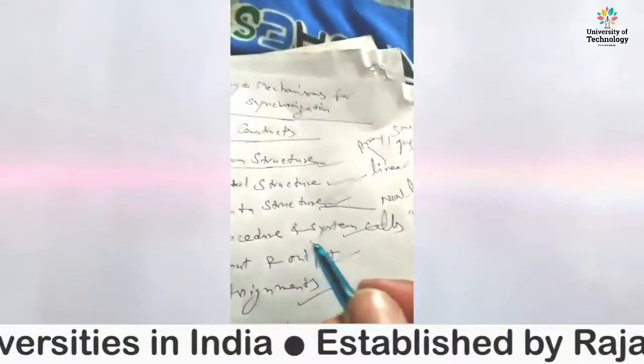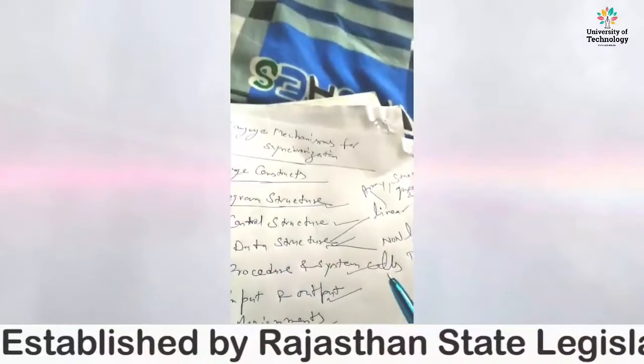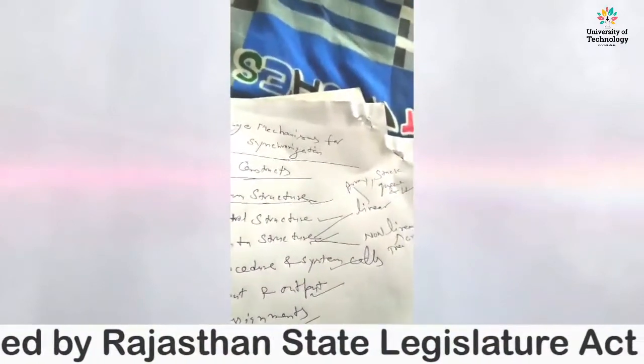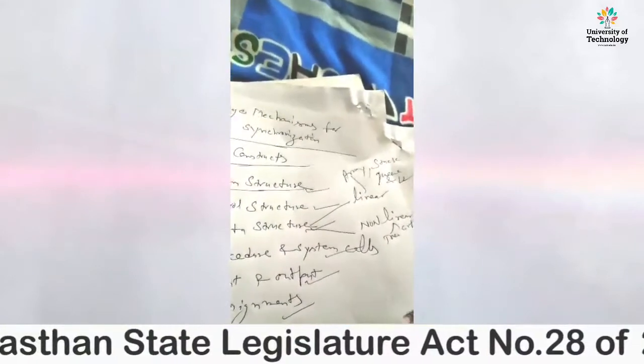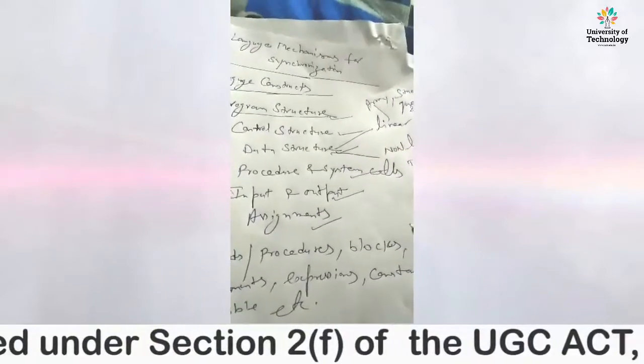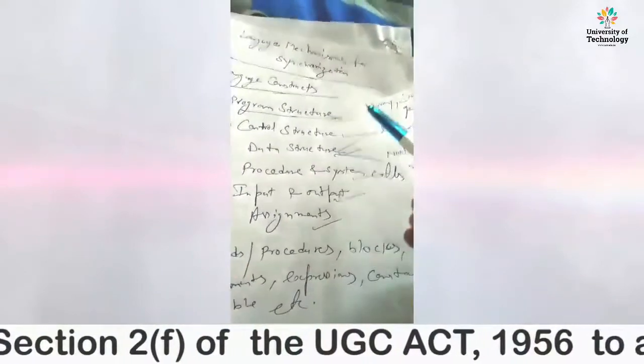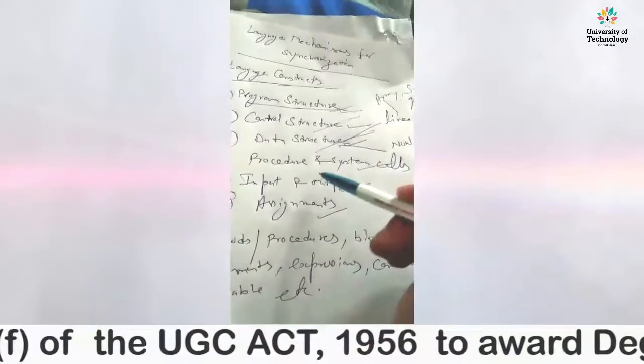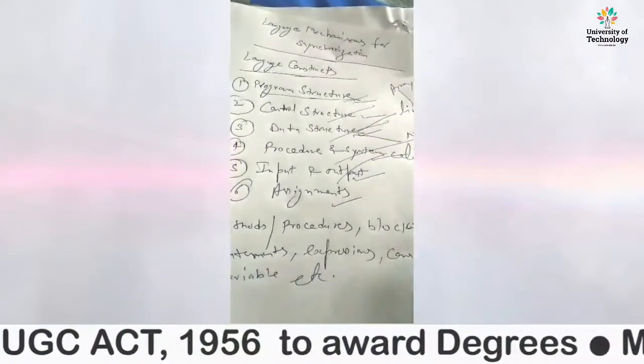Next, procedure and system calls. These are several routines or system services that are used to change the execution flow and allow argument passing. Next, input and output. Any program receives input data, processes it, and produces output result after its execution. Next, assignments. They are considered the basic operations that affect the state of program execution. So we discussed program structure, control structure, data structure, procedures and system calls, input and output, and assignments.